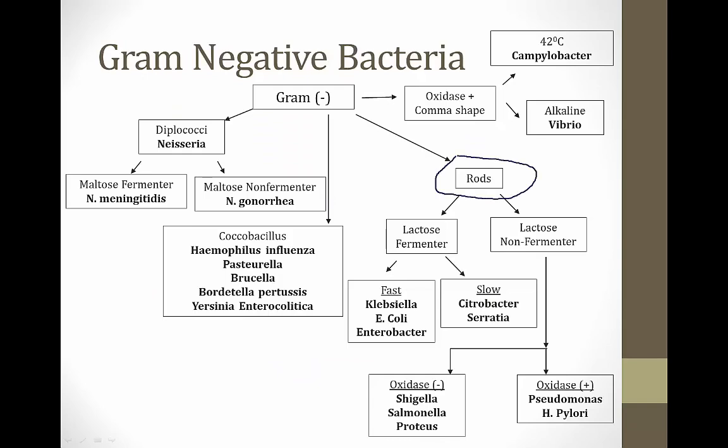This is our algorithm for identification of gram-negative bacteria. And once we see that we have gram-negative rods, the next thing we want to know is whether they are lactose fermenters or lactose non-fermenters. And MacConkey's agar is what helps us figure that out.